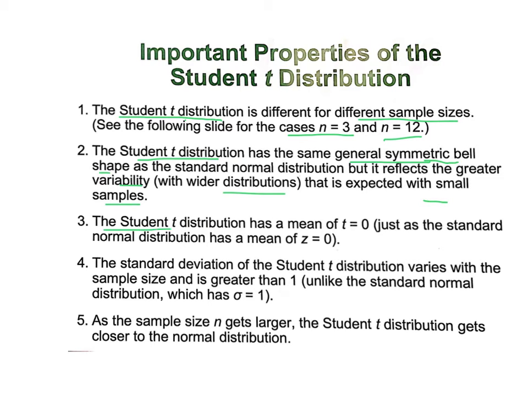Number 3, the student t distribution has a mean of 0. T is 0, just like the normal distribution has z is 0. Here's what's different, though. The standard deviation, because the spread is a little bit different, of the student t distribution varies with the sample size, hence the degrees of freedom, and is greater than 1. The normal distribution has, remember, standard deviation equals 1. As the sample size gets larger, the t-distribution gets closer to normal. So the larger your sample size, the better off you are, and the closer to normal it becomes.